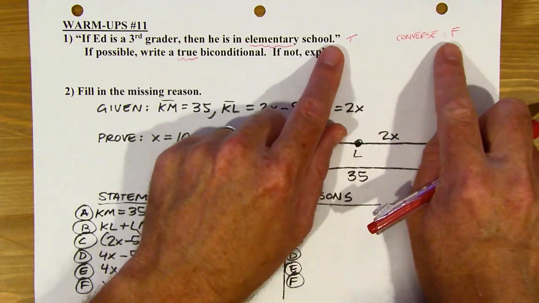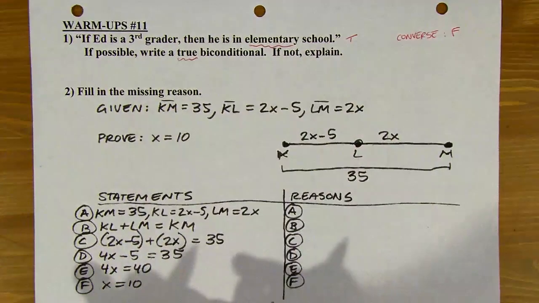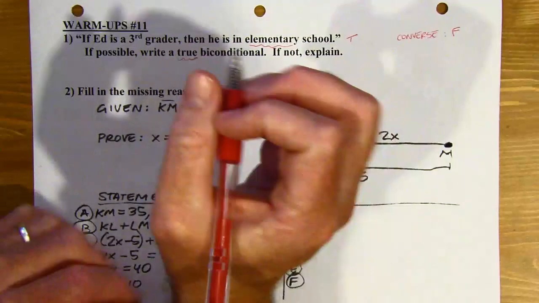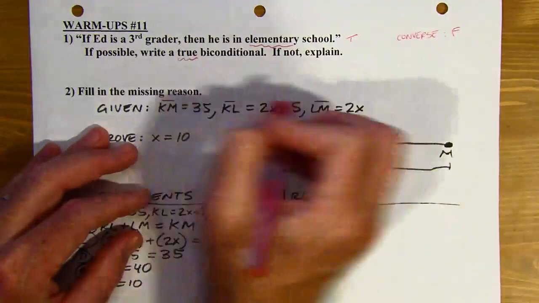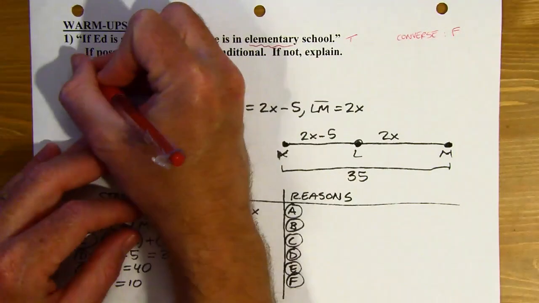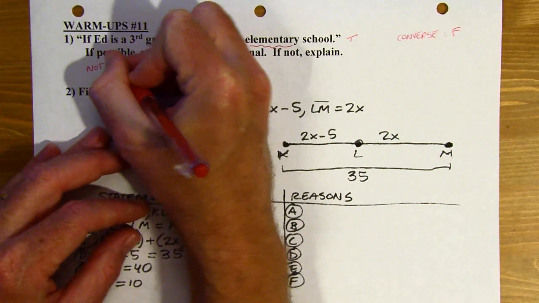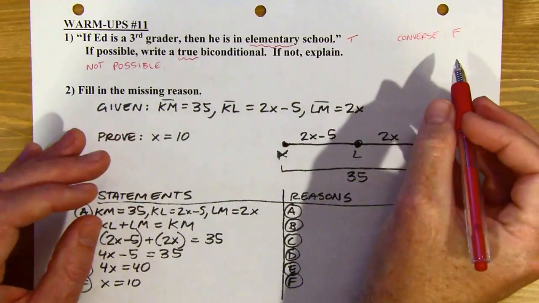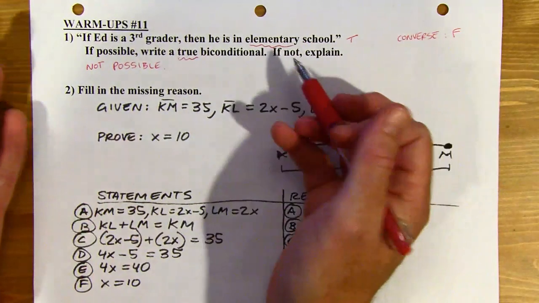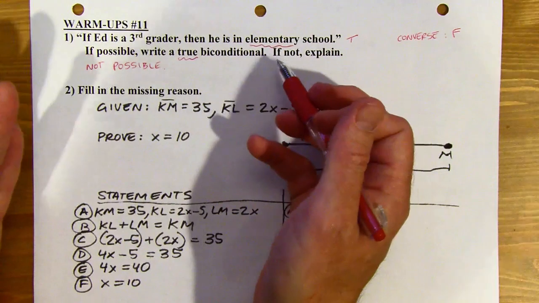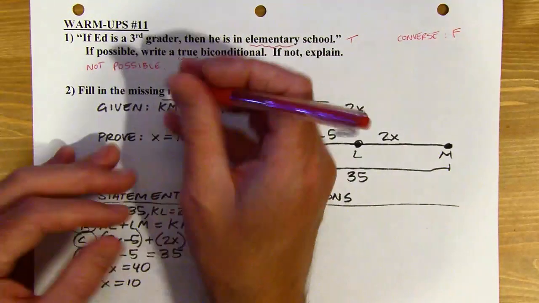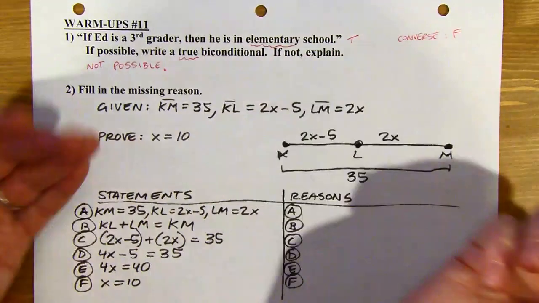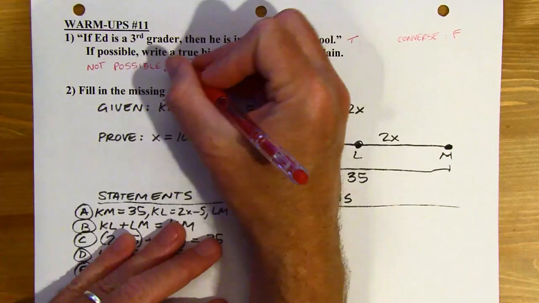Both of these things have to be true in order to write a true biconditional. So I'm going to say, if not possible, explain. So I'll say not possible. And then my explanation, you can say just the converse is false. That would be fine. Or you could give a reason why the converse is false. You could say if Ed is in elementary school, he might be a second grader as a counterexample. I'm just going to say the converse is false.